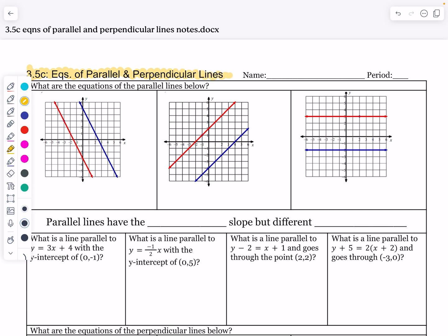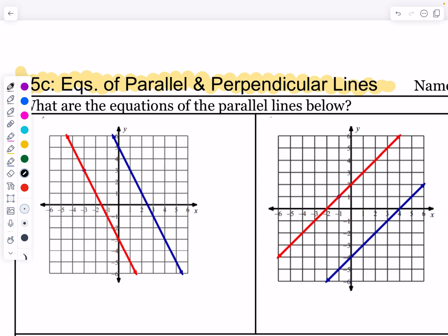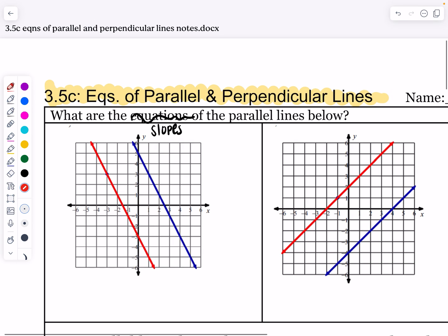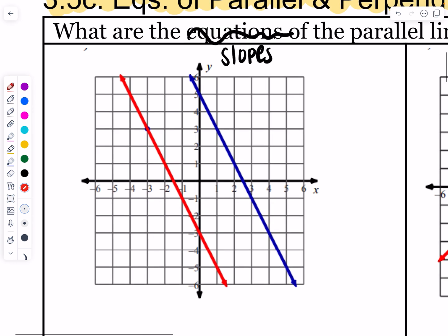The first thing I need you to do for me real quick is just make a small edit. It says, what are the equations of the parallel lines below? We are going to say, what are these slopes? We're going to do this as a class. I'm going to have half the class calculate the red slope, half the class calculate the blue slope, and we're going to compare. If you're in class, fabulous. If you're watching this at home, you'll just pause the video and try this on your own.